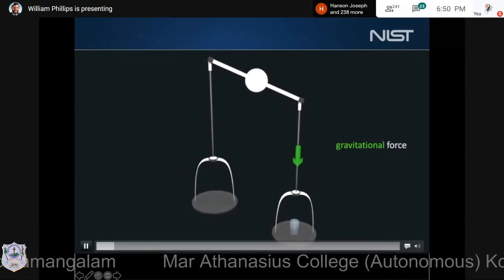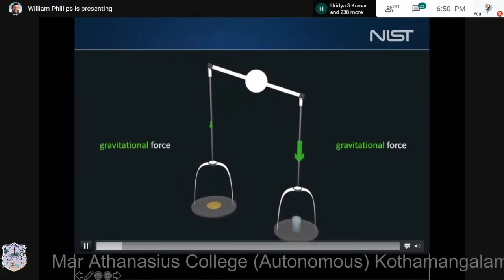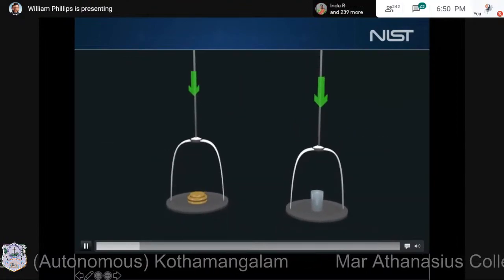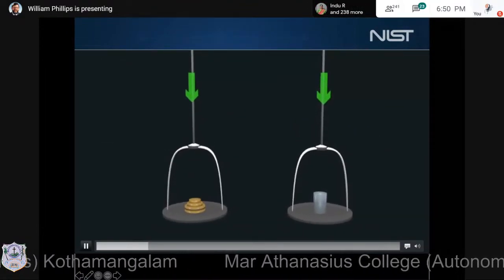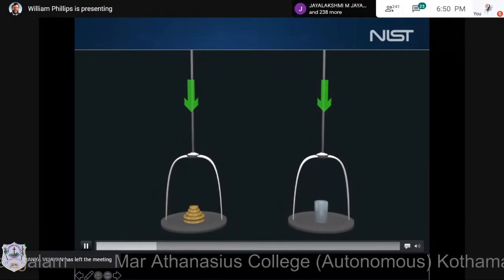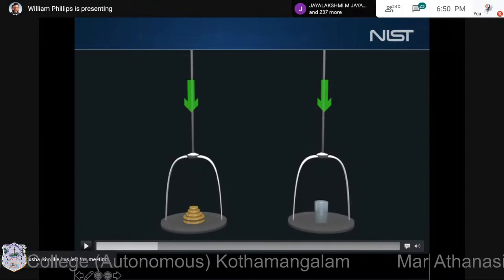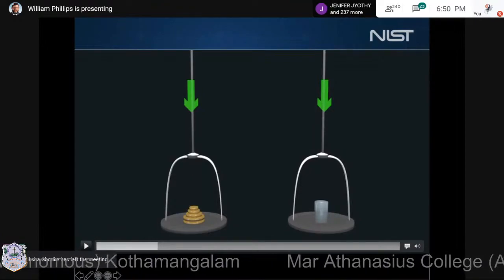Here is a cartoon of how we measure mass ordinarily. If we have an unknown mass here, we put some known masses on this side, and when they balance, we know what the mass of this unknown object is. That's the usual way of measuring mass.